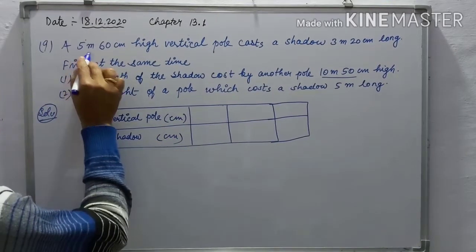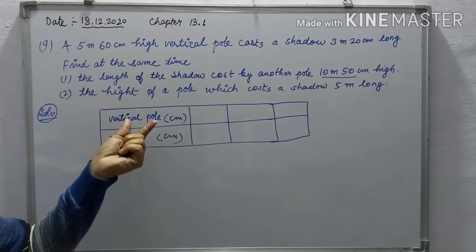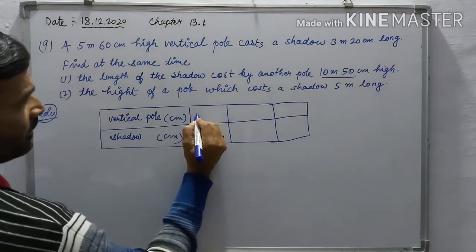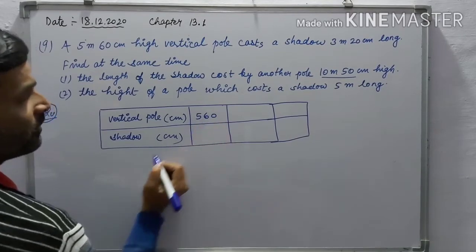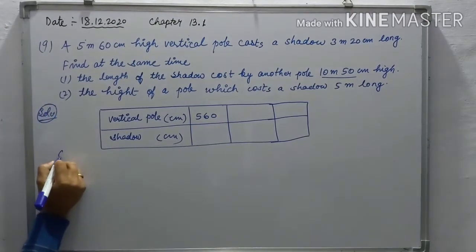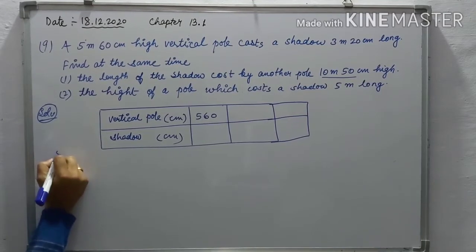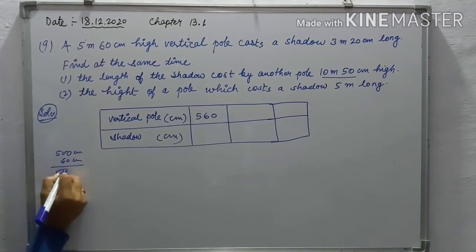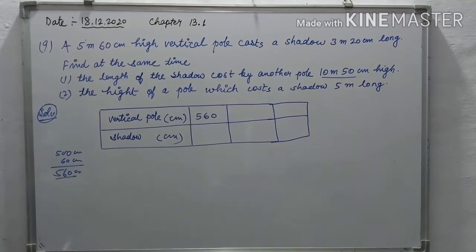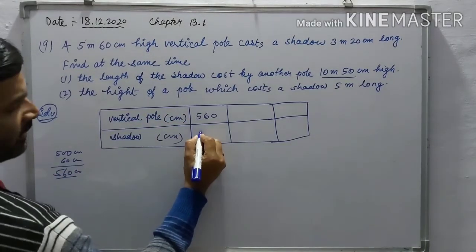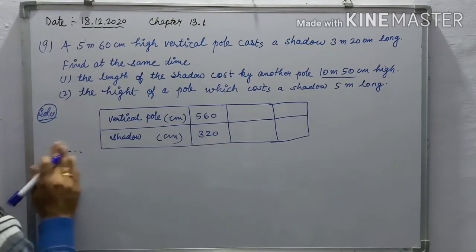Okay, first the vertical pole is 5 meter 60 centimeter, which means 560 centimeter. We change 5 meter and 60 centimeter, the total is 560 centimeter. Okay, all quantities will be changed into centimeter. The shadow is 320 centimeter.